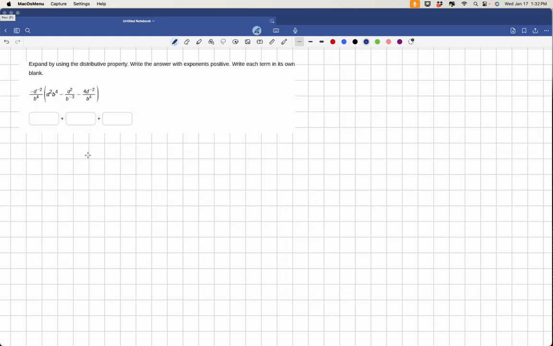All right, so this says to expand by using the distributive property, write the answer with exponents, positive, write each term in its own blank. All right, so let's do this. We're going to put this over 1 to make this a fraction, to make it easier to see. And I just write what is in the first fraction and then I write what's in the second fraction. And then I put the operation between the two. And then I repeat. I write what's in the first fraction.